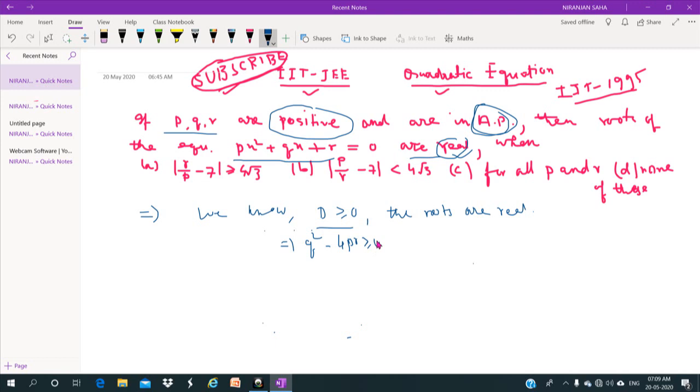Now we have another condition: the discriminant must be greater than or equal to 0. Now p, q, r are positive and in arithmetic progression. If p, q, r are in arithmetic progression, then there is a relation that 2q, the mid value, must be equal to p plus r.